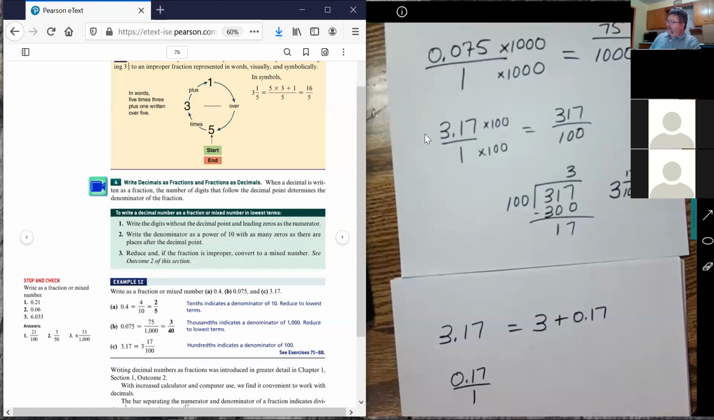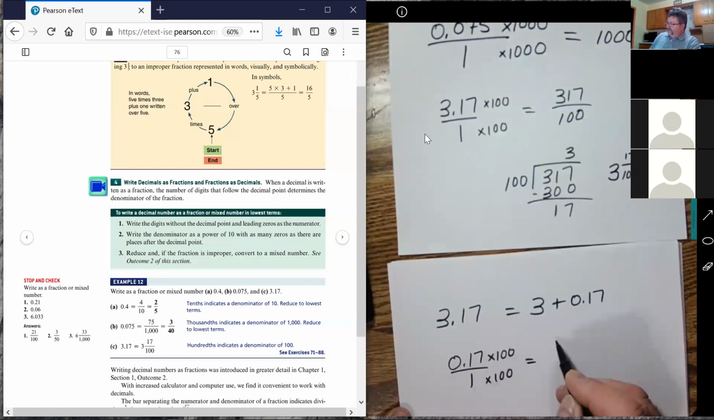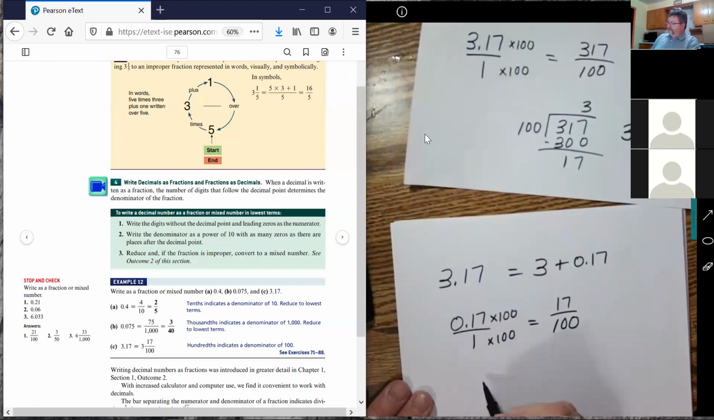0.17, I'll slap a denominator of 1. I'll say, how do I make that a whole number? Oh yeah, times 100, times 100. So that's really 17 over 100. So I had 3 plus 17 over 100, which, a mixed number is an addition problem.